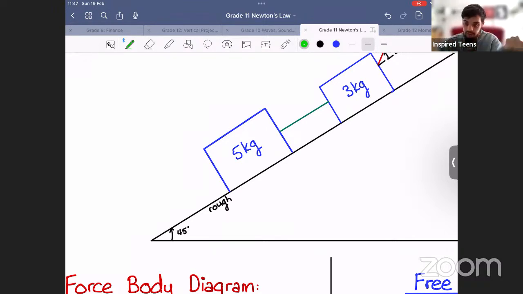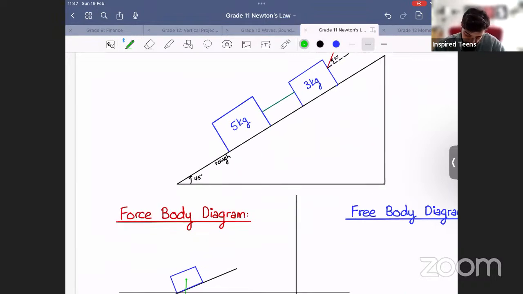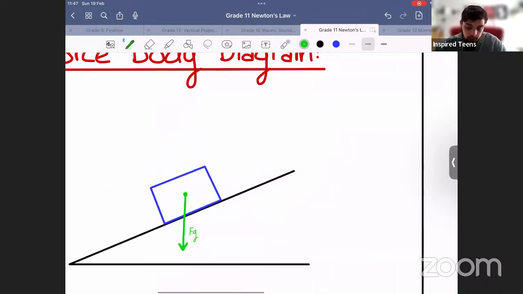One is Fn, so let's work with Fn. Now, Fn is always perpendicular. Remember we learned it last week. Fn is always perpendicular to the surface. Fn only exists if the object is touching the surface. Is Fg going to always be down? Yes, always in a force body diagram or free body diagram, to get your marks, draw it straight down. Got it?